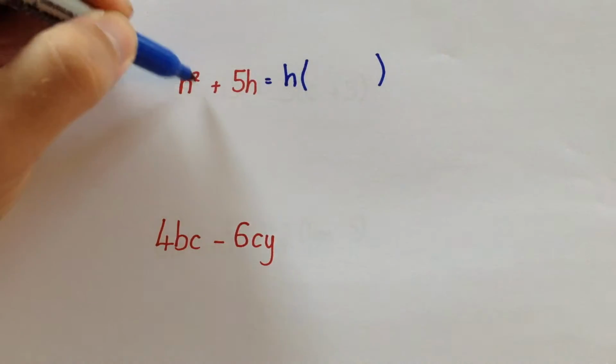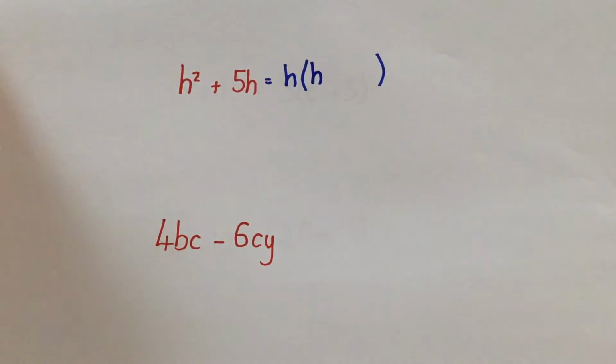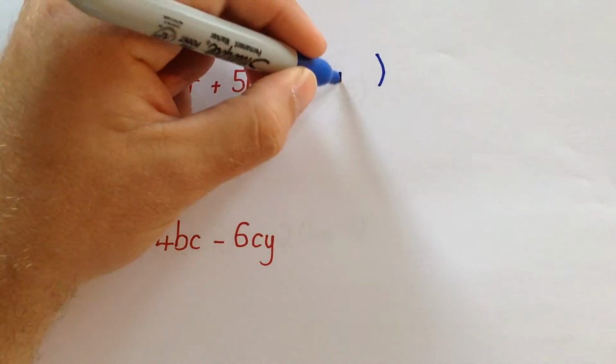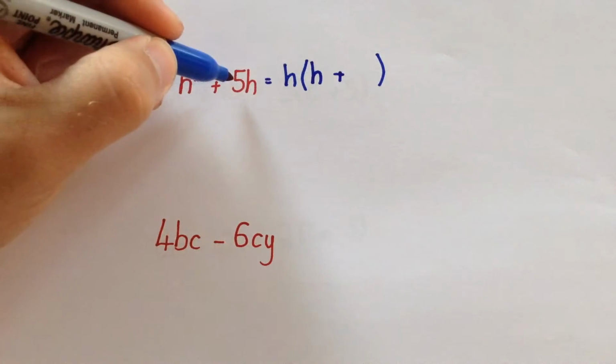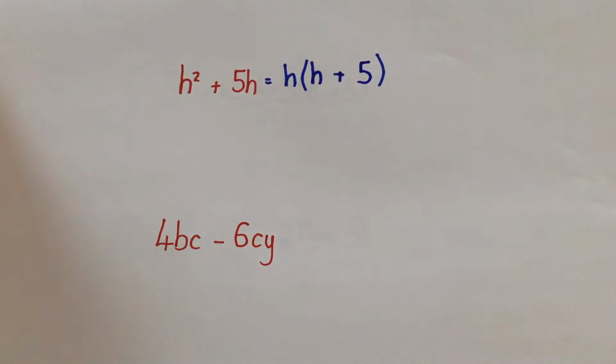h times what would make h squared? Well, h times itself, so h times h makes h squared. It's a plus, because it isn't the question. h times something makes 5h, so that would have to be 5.